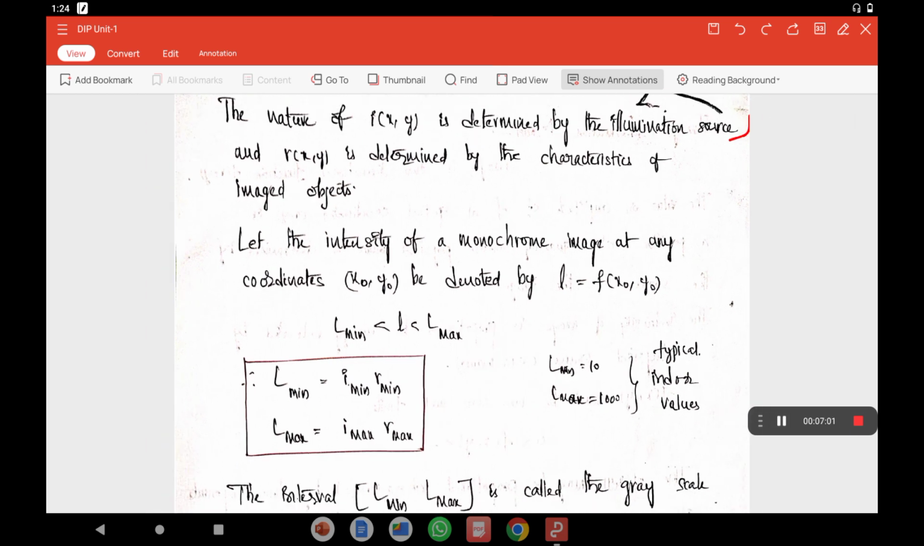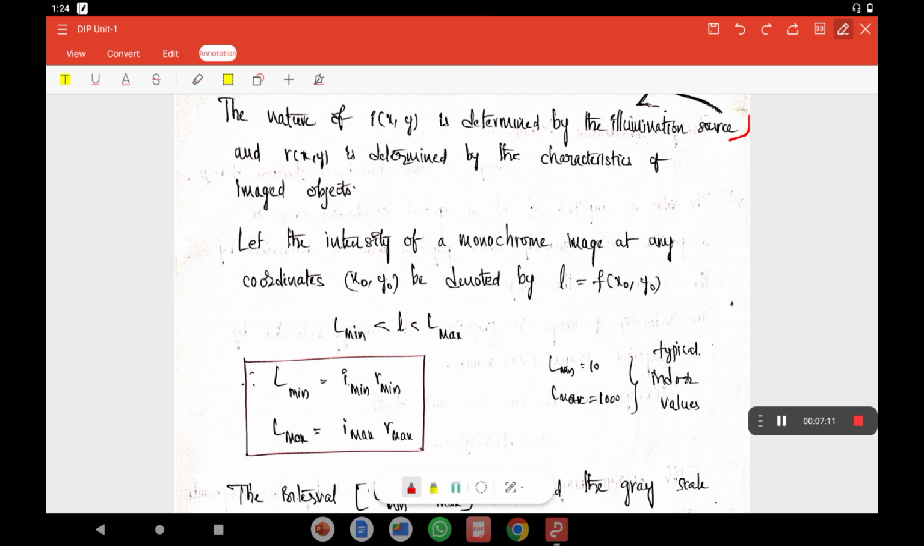As well as, let us consider the intensity of a monochrome image at any pair of coordinates x naught comma y naught. The value of the intensity can be represented as L is equal to f of x naught comma y naught. As well as L can be represented as L minimum less than or equal to L less than or equal to L max, where L max is the highest value and L minimum is the least value.